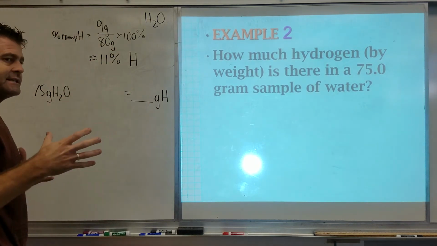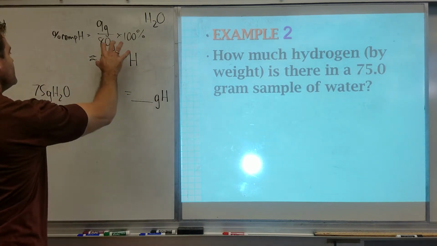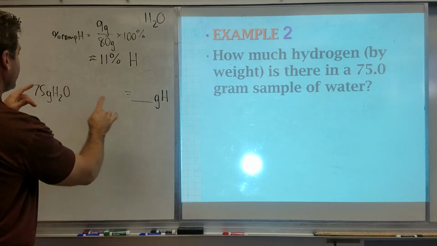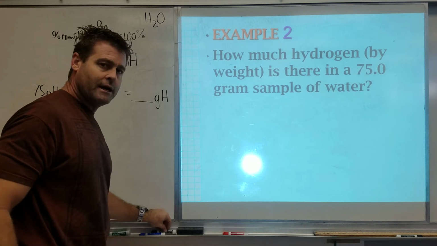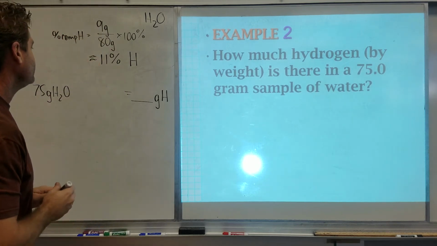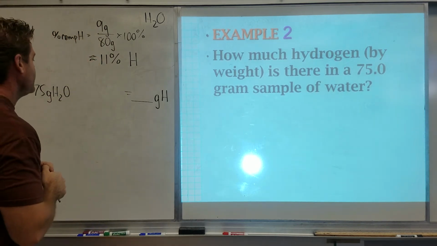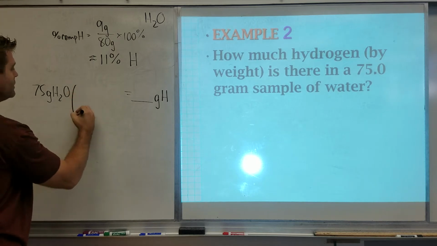So I want you guys to think, maybe pause it here, how can you use this? How can I bridge a gap? How can I make a link between grams of water and grams of hydrogen using this information right here? Well, think about what a percent is. Here's what I could think. I could go like this.